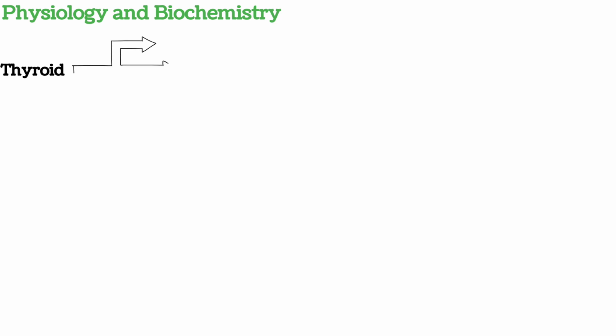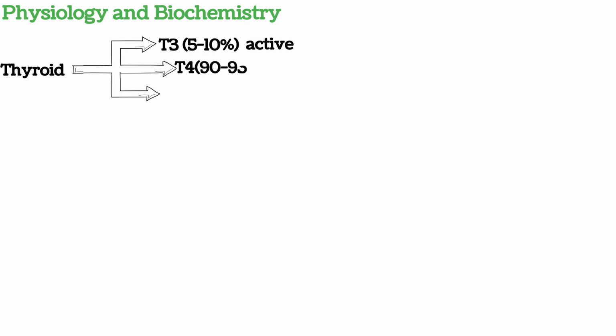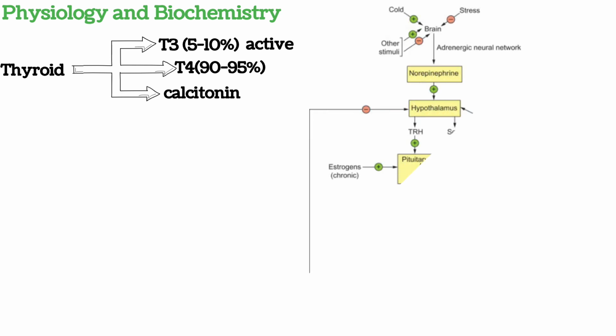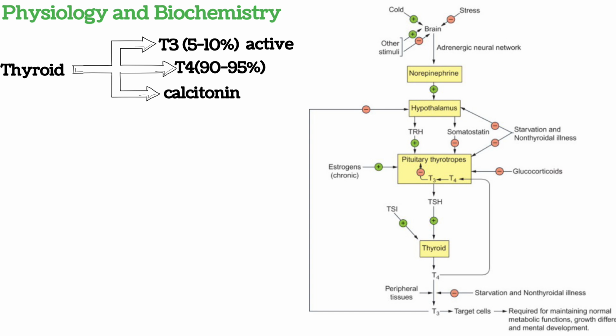Now if we talk about physiology and biochemistry, the thyroid gland produces three hormones, that is T3, T4 and calcitonin. So T3 and T4 are secreted by follicular cells and calcitonin is secreted by medullary cells. Now we will talk about thyroid hormone secretion. So brain will receive signals like cold or stress. Then there is a secretion of norepinephrine, which will stimulate the hypothalamus to release thyrotropin releasing hormone, TRH, which will stimulate the basophils of anterior pituitary to secrete TSH, thyroid stimulating hormone.